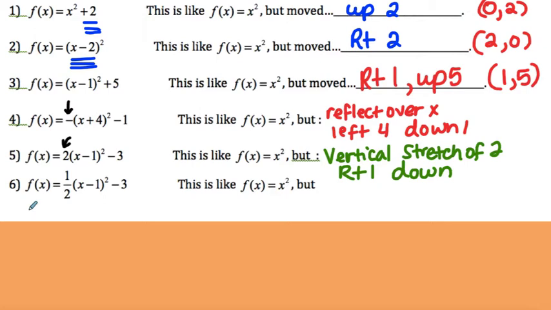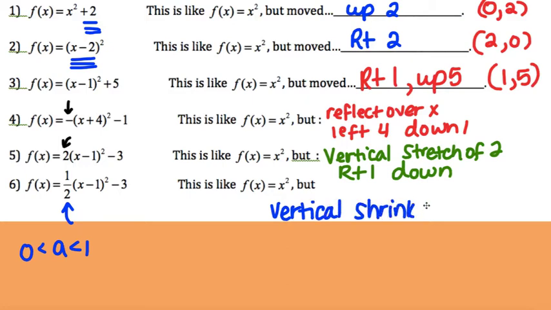And the last one, when my a value is less than 1 but greater than 0, so it's a fraction less than 1, then it is going to be a vertical shrink. So it's going to get wider. So vertical shrink of a half. And this one, again, is moving to the right 1 as well and down 3. I think I forgot the down 3 right there. All right, so that's a little bit about translating graphs.